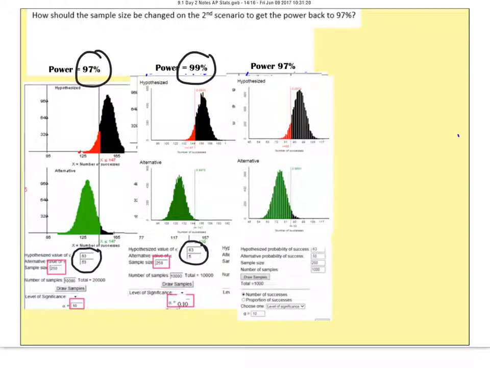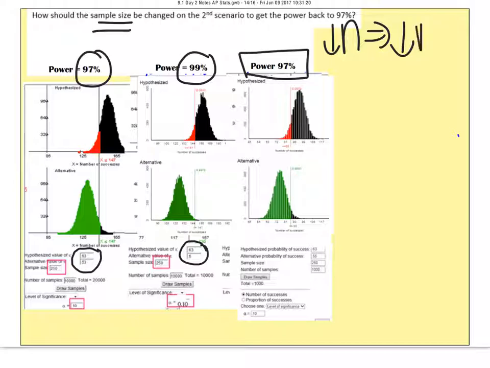Here's my question for you. I want to get back to 97% of power. How can I do that with my sample size? Well, you just have to remember the impact of that one. When you reduce your sample size, you reduce your power. So if I lower my n, it's going to cause my power to actually lower.